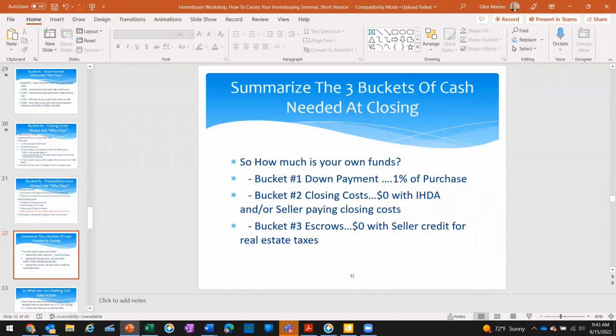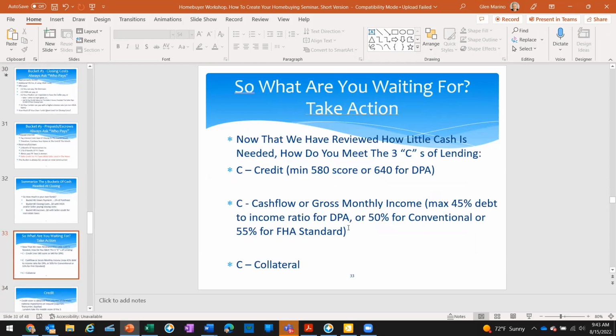Summarizing the 3 buckets of cash, how much of your own funds do you have in the deal? Bucket number 1, down payment, 1% of the purchase price. Bucket number 2, closing costs, 0, if Ida and the seller are paying the closing costs. Bucket number 3, escrows, 0, with the seller giving you a credit for real estate taxes.